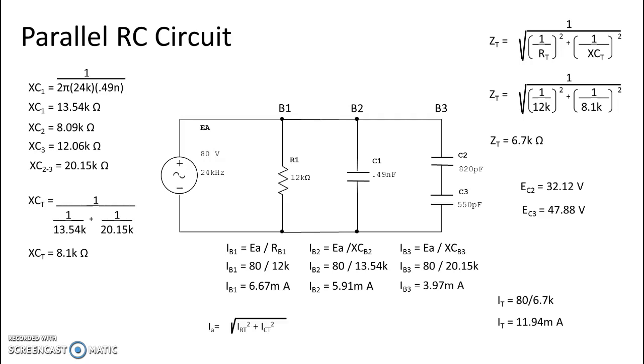Alright, and then of course you can always use your current formula if impedance is intimidating for you. All you have to do is get your individual branch currents, add your like branch currents together. In this case, 5.91 added to 3.97 gives me 9.88 milli. That combined with my resistive current of 6.67 milli into my formula, and I get something that is pretty close to total current, within hundredths, which is 11.94 milliamps. Alright, and that is a parallel RC circuit with multiple components in a single branch.